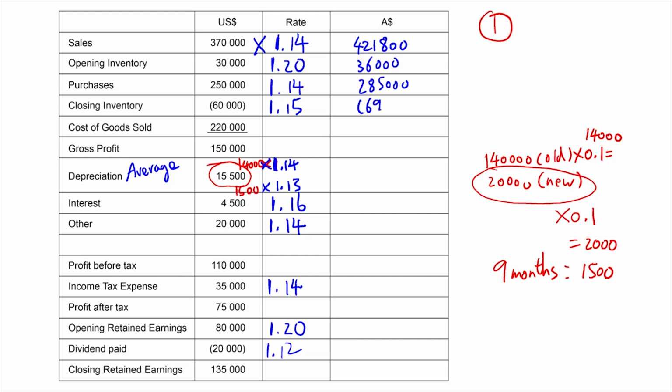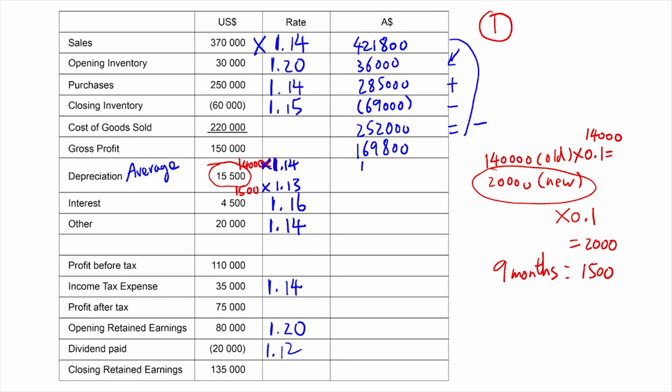Then you know that you are doing deduction. So right there, cost of goods sold, if you got the opening inventory plus the purchase minus closing inventory, that equals to the cost of goods sold. So you are going to get 252,000. Finally, if you got sales minus the cost of goods sold, you're going to get the gross profit of 169,800.